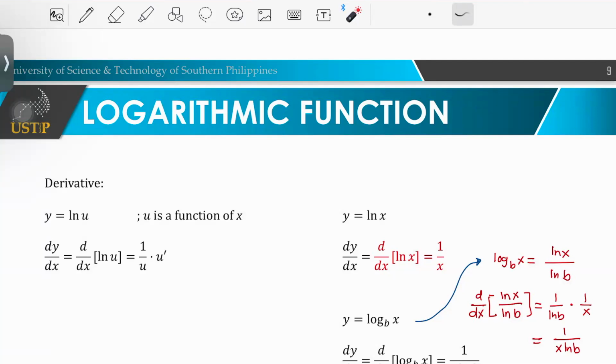What if your base is not e? Your ln x, class, again I'm coming back to this for emphasis, is equal to log of x to the base e. But what if your base is b? So what will be your derivative?